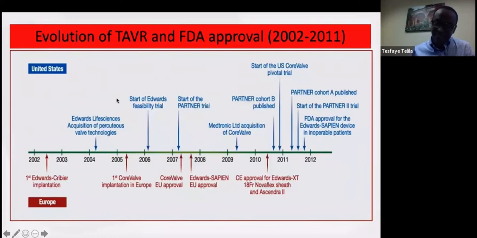So this is one of the very few stories in cardiovascular medicine that has shown significant mortality benefit and rapid evolution of this therapy. Right now, as you know, transcatheter aortic valve therapy is a very mature procedure in this country.